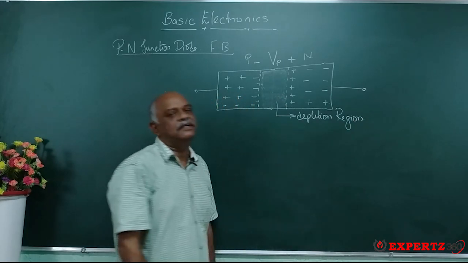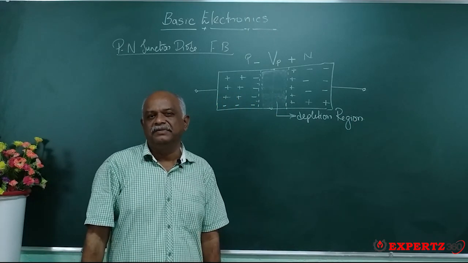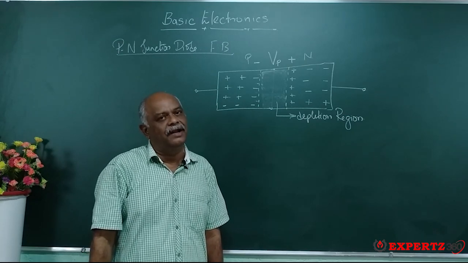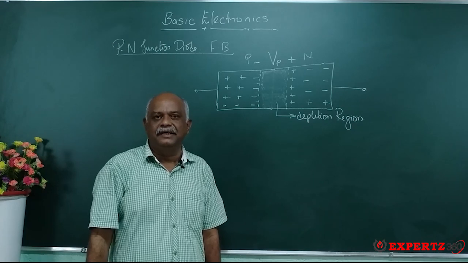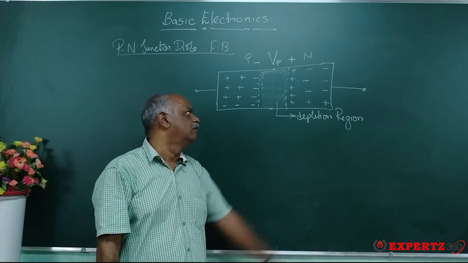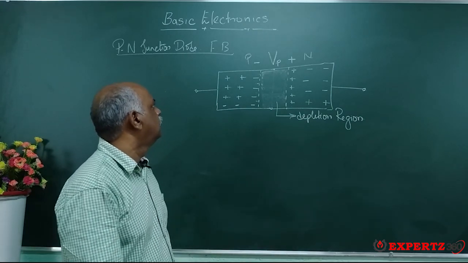So depletion region is a region which is depleted of mobile charge carriers at the junction, which is created due to the potential barrier voltage or due to the electric field created at the junction by the excess charge carriers. Clear? So that is what a depletion region means. We have neutral atoms over there.